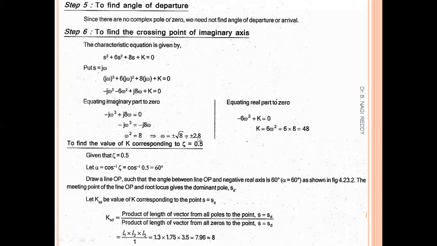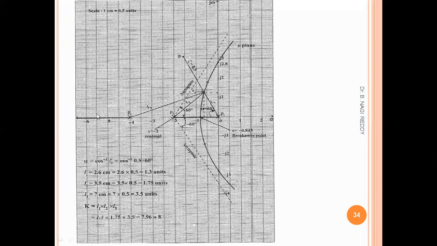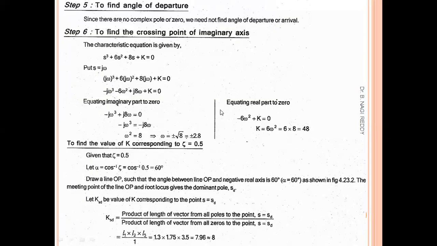So there is a procedure to determine the value of K. We have to calculate the lengths of vectors. The lengths of vectors can be determined from the root locus graph. Then we know zeta as 0.5, so we have to calculate an angle alpha, which is cos inverse of zeta. This angle is useful to determine the value of K. Alpha is equal to cos inverse zeta. Now zeta is 0.5. Substituting, we will get alpha as 60 degrees.